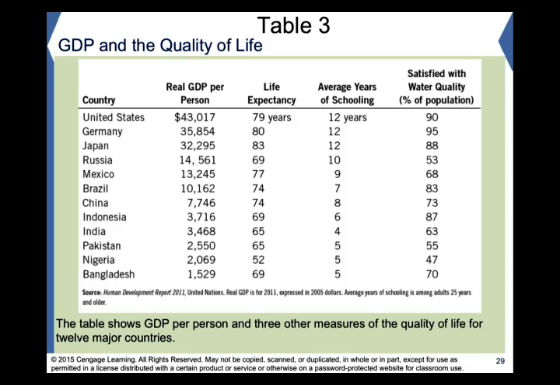So this is a kind of summary which gives us an idea about the situation of different countries. As you can see, the United States real GDP per person is 43,017, and the life expectancy in the US is 79 years. Average years of schooling is 12 years, and satisfaction with water quality is 90%. Germany's real GDP is a little bit lower than the US, but their life expectancy is 1 year higher. Average schooling is about the same, and satisfied water quality is 95. So you can just go through all of them. That gives you an idea of what's going on.